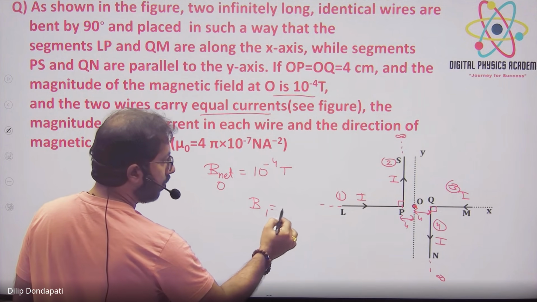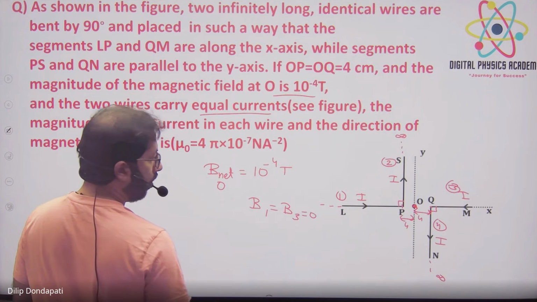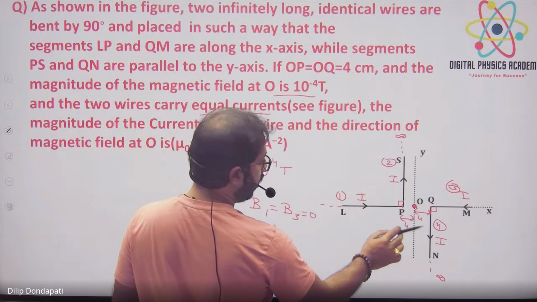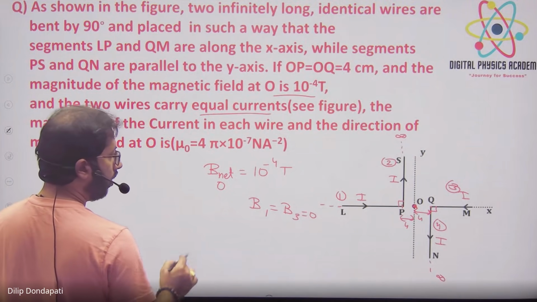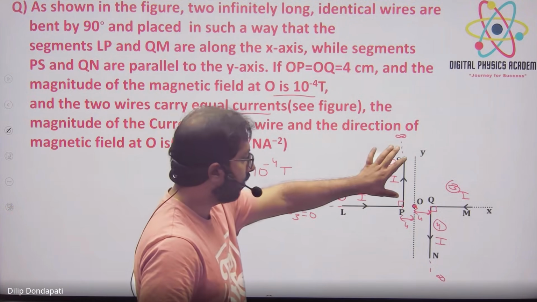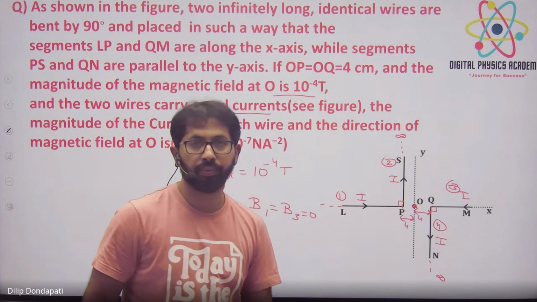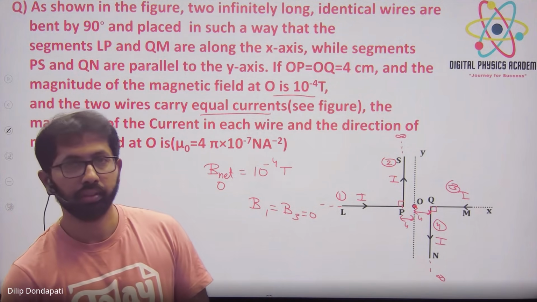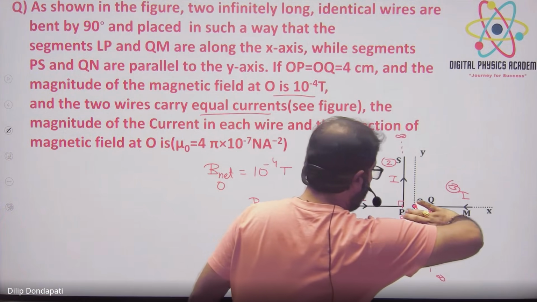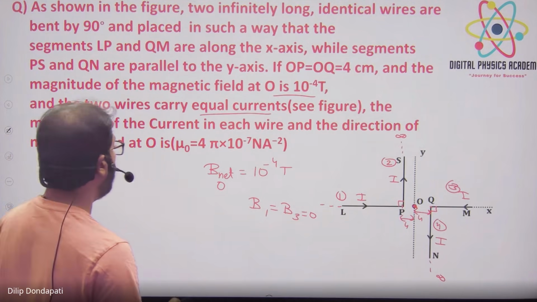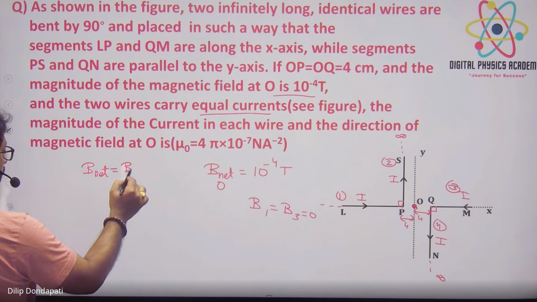So among 1, 2, 3, 4, the fields due to wires 1 and 3 are 0. We are left with only 2 and 4. That's it. So now try. Find the magnetic field due to the semi-infinite wire. And the direction, if you see, is inwards for both. So the net magnetic field will be an addition, B1 plus B2.